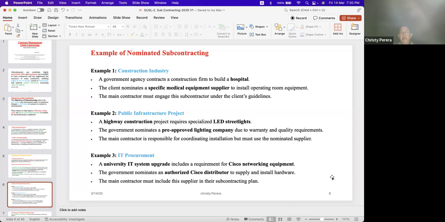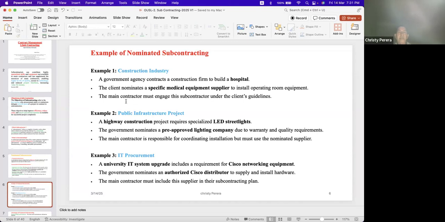The software and other parts may be done by the main contractor, the main IT system contractor. He must have software engineers and software developers. The main contractor must include the supplier in their subcontracting plan. Yes, he has a plan, no? Inside the subcontracting plan, he will have to put this nominated subcontractor also.